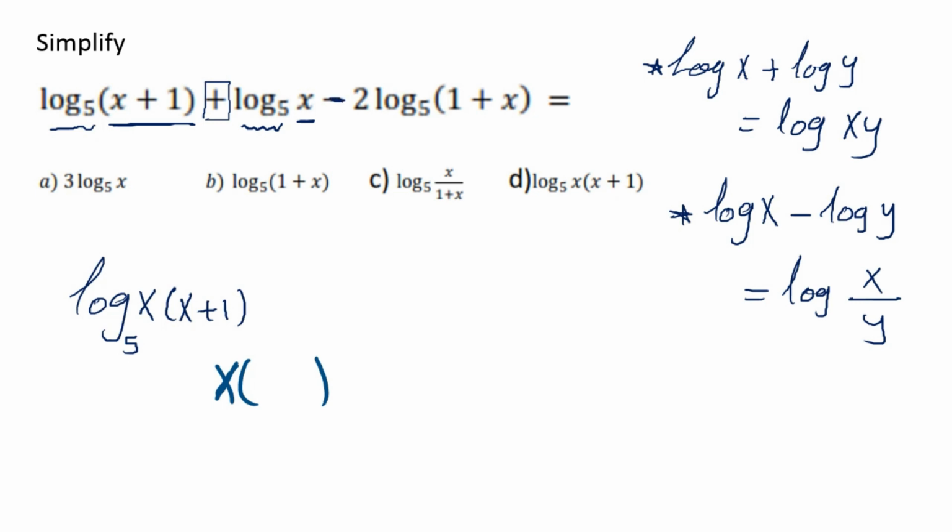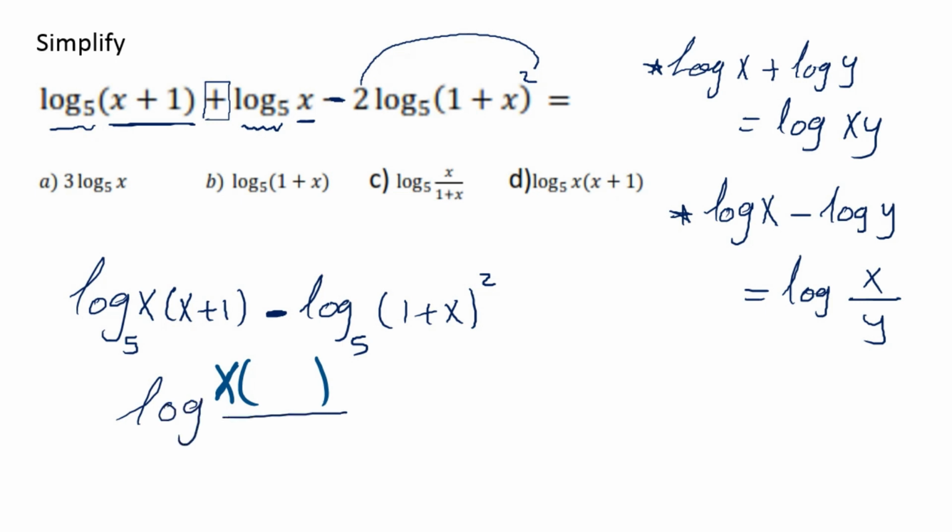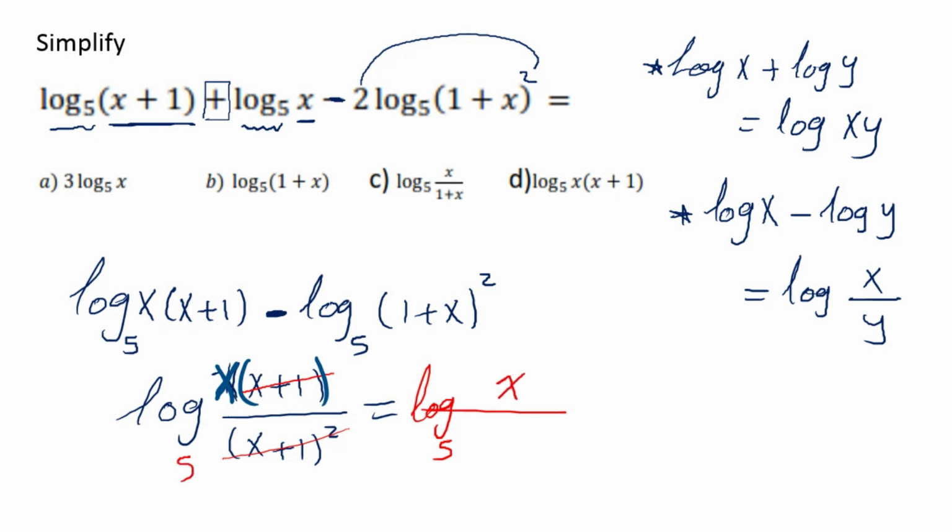Minus, before we subtract, I can move this 2 to the power here. So it's minus log base 5 of 1 plus x to the power of 2. In case of subtraction, I'm going to write log above x plus 1 multiplied by x, and down, x plus 1 to the power of 2. By simplifying x plus 1 with one of the x plus 1 in the power, it is going to be log base 5 of x above, and in the denominator only one x plus 1. So the answer is C.